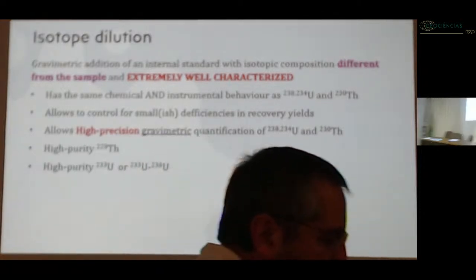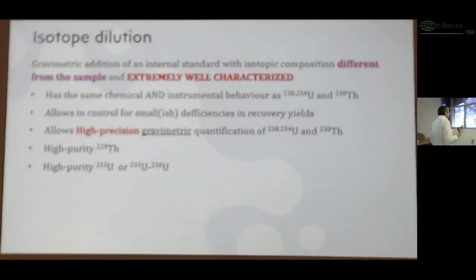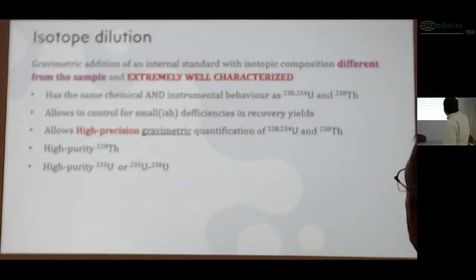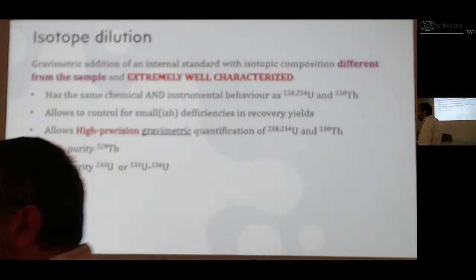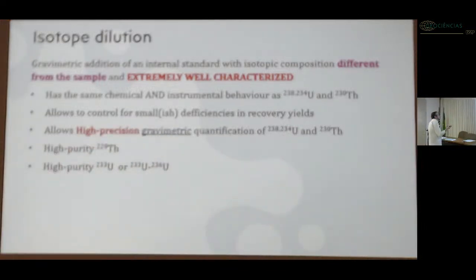The isotope dilution is basically an analytical methodology where we are gravimetrically adding an internal standard with an isotopic composition which is different from the sample and is extremely well characterized. So what we need is something that has the same chemical and instrumental behavior as the natural isotopes of uranium and thorium, but they are not them.